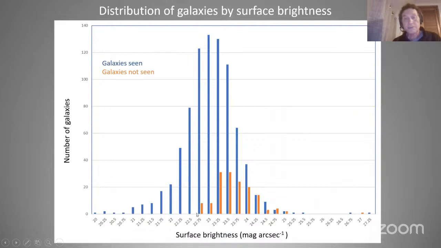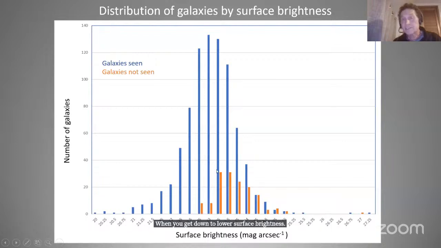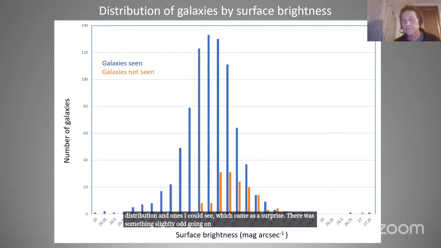It seems that for the brighter end of it, basically, I was picking up all of them, no problem at all. When you get down to lower surface brightness, it's actually a complete mix. The distribution of ones I couldn't see is completely contained within the distribution of ones I could see, which came as a surprise. There's something slightly odd going on with surface brightness.